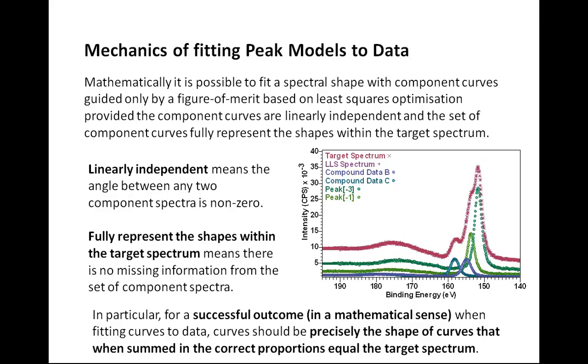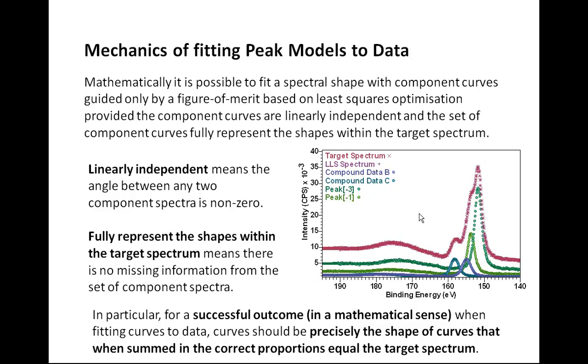The term least squares derives from the figure of merit calculation. Both the chi-square and the root mean square involve the difference between a data envelope and a synthetic envelope, and that value is squared, and then we sum to produce a single figure of merit. So the question we should ask ourselves is: is it possible to fit data with a set of curves purely based on a least squares criterion? And the answer is yes, you can, but under certain circumstances.